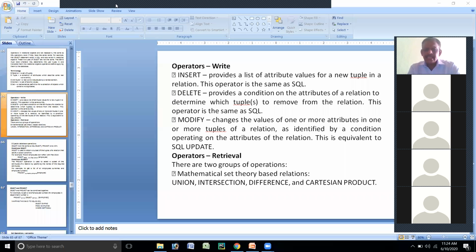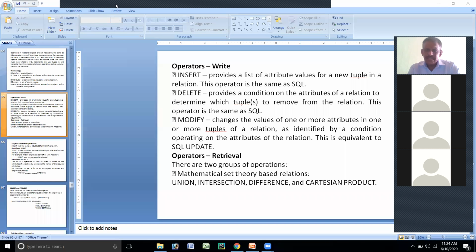Again, this modify in relational algebra is same as the update command in SQL. In SQL, this modify is part of one of the options in the update command. It means again both are matching here. Relational algebra modify is same as SQL update.